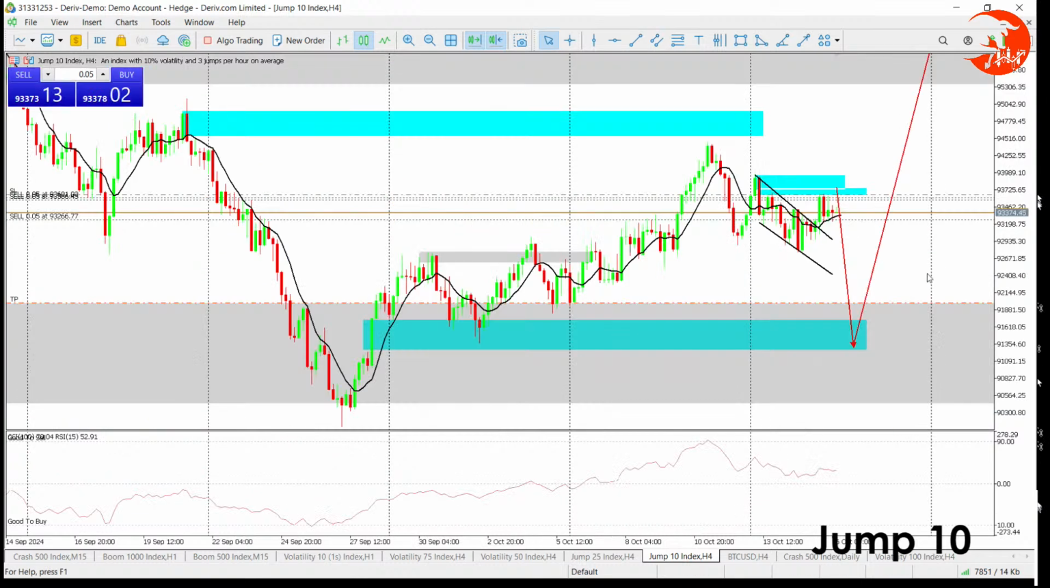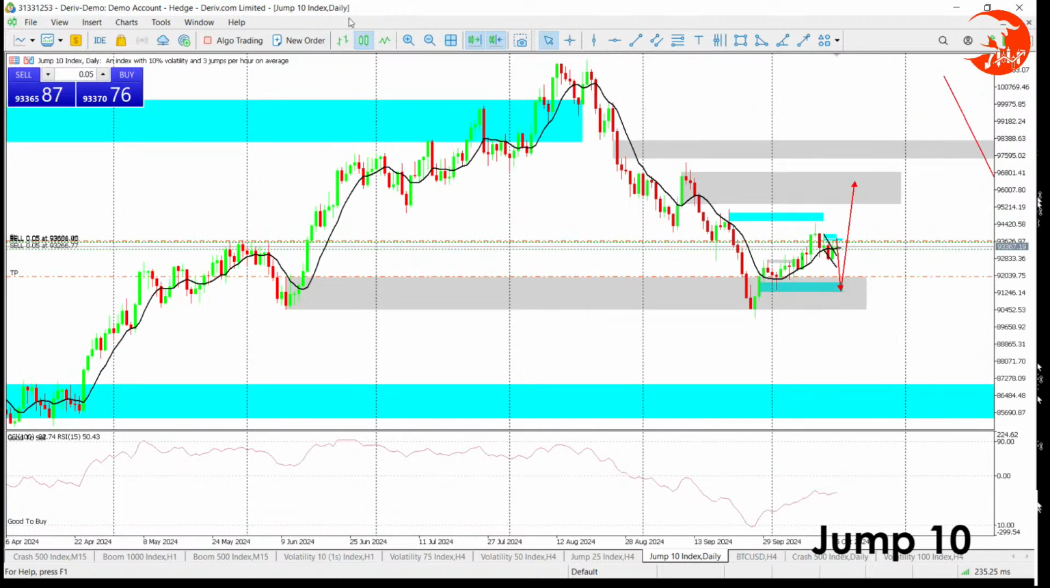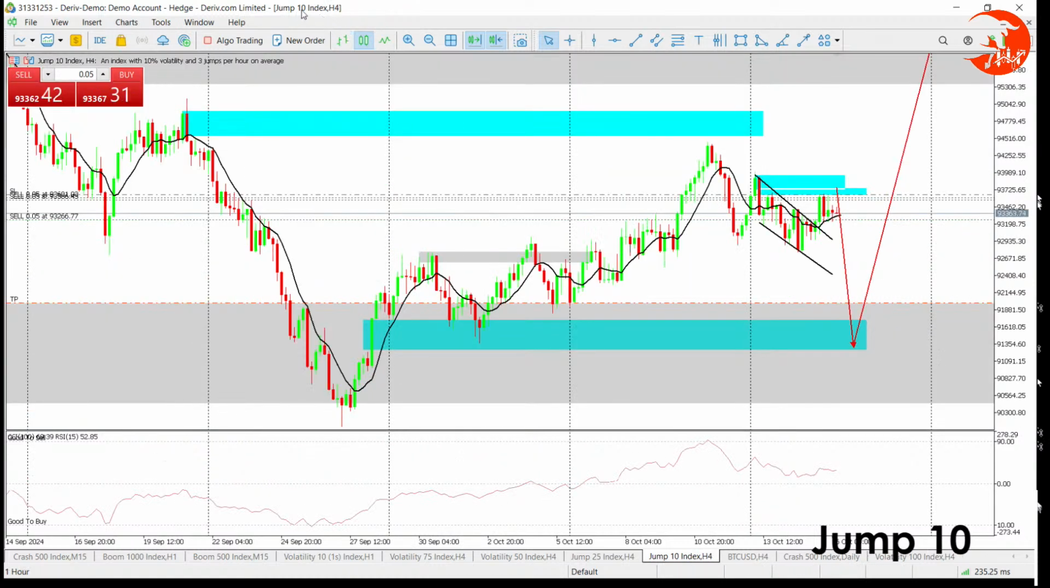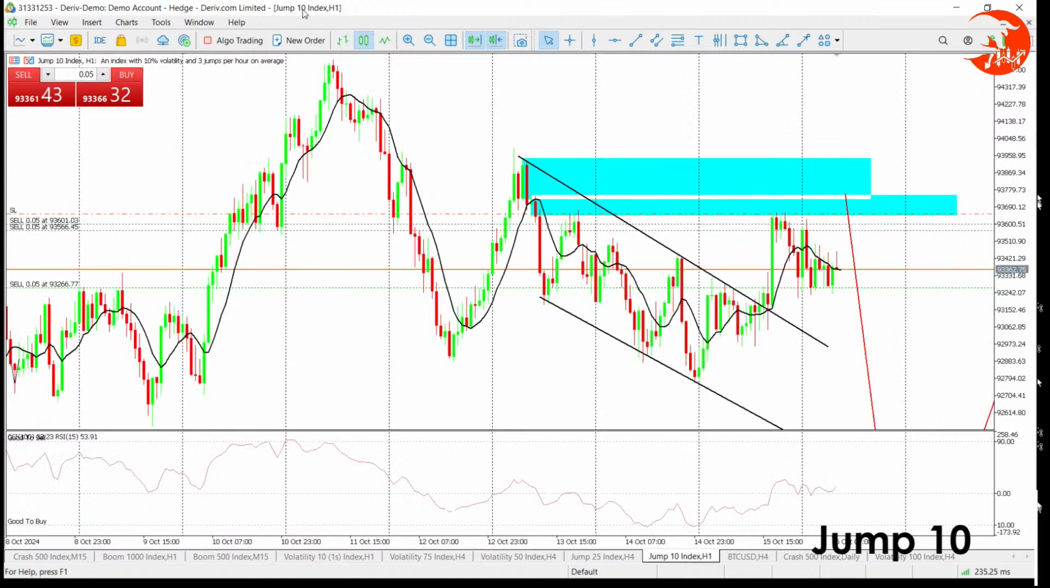All I know is right now I'm looking for a pullback to this level according to H4, and according to daily, that will be where we'll probably grab liquidity from and continue with the buys. So currently I can clearly say we are selling. Now there's a pattern that is being formed on H1, and it's sort of a descending triangle.